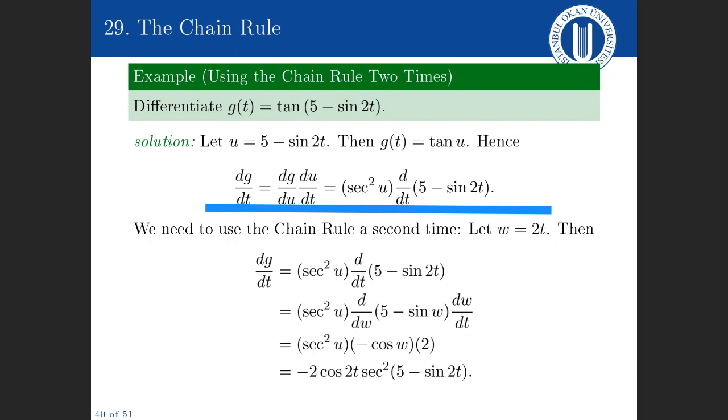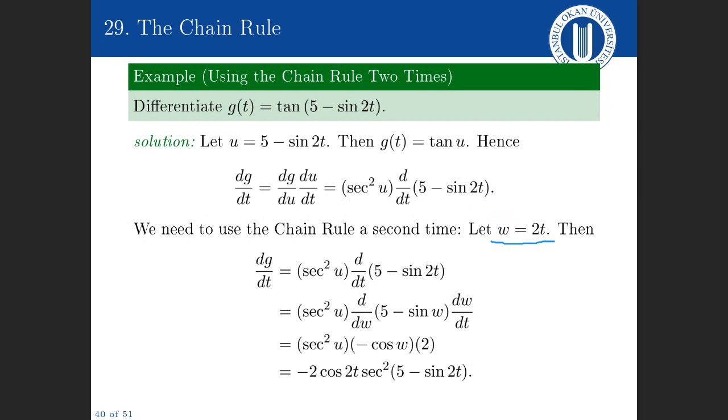By the chain rule, dg dt is dg du du dt. Derivative of tan is sec squared, so I get sec squared u multiplied by du dt. That's the derivative of 5 minus sine 2t. Now at this point, I need to use the chain rule a second time. I've already used the letter u in this answer, so now I'm going to need to use a different letter. Use any letter that you want, A, B, C, D, whatever you want. I'm going to use the letter W.